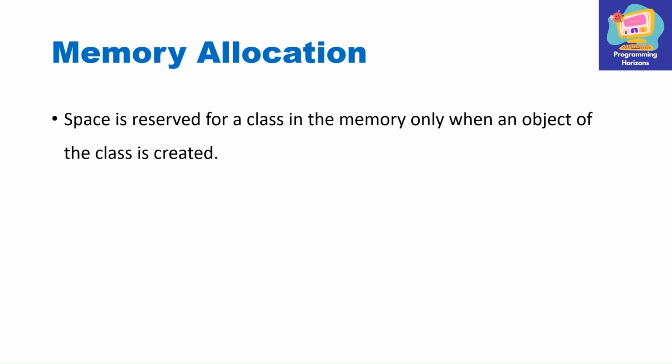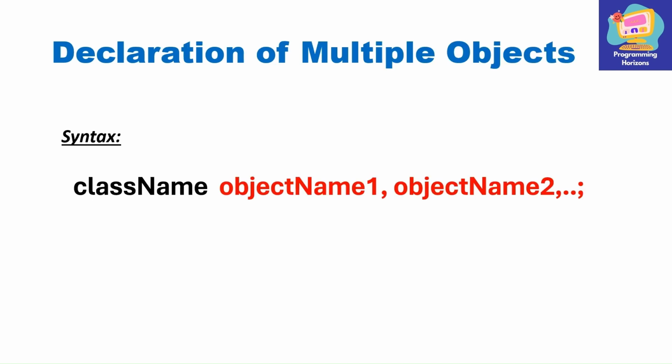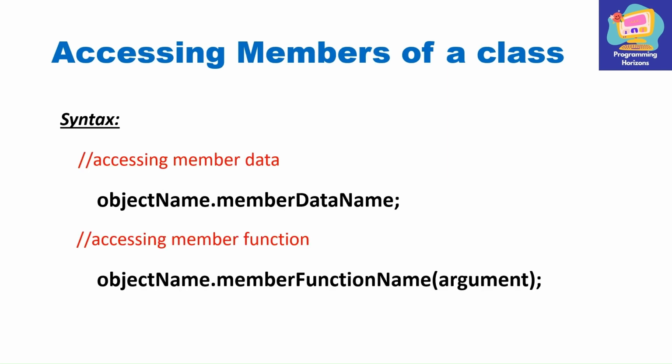Note that the space is reserved for a class in the memory only when an object of the class is created. We can also declare multiple objects of the same class by separating their names with a comma in a single line. Once we are done creating an object of the class, we can access the members of this class.